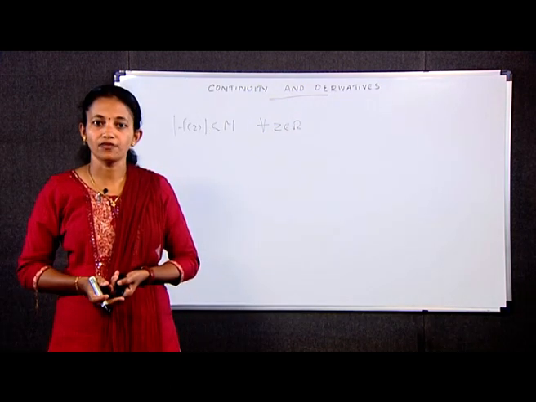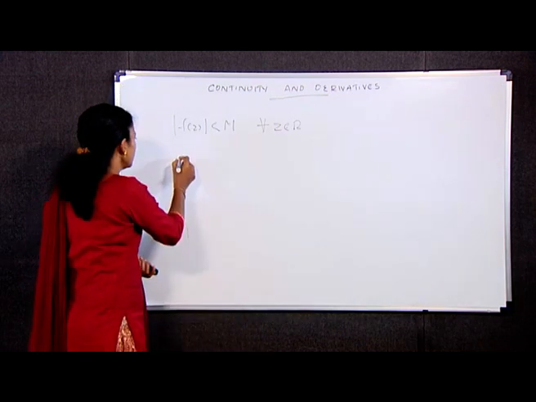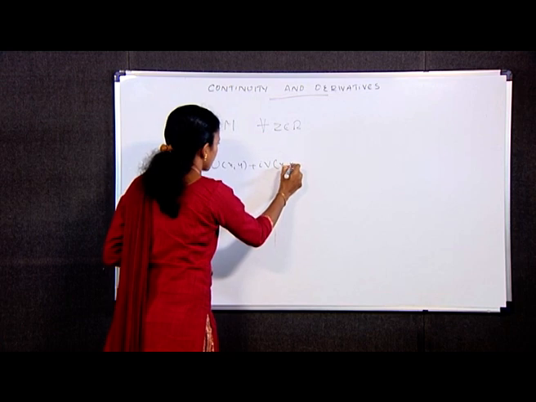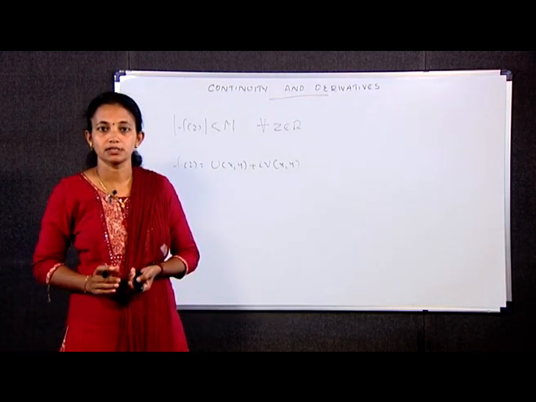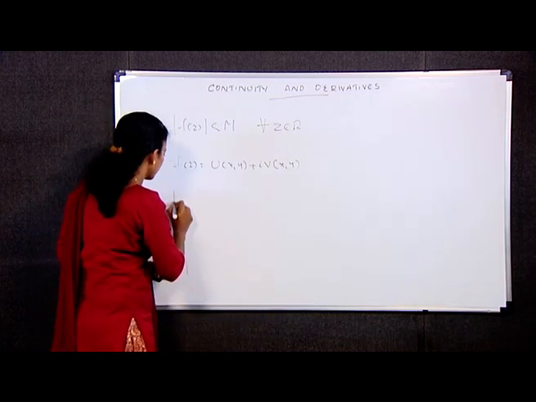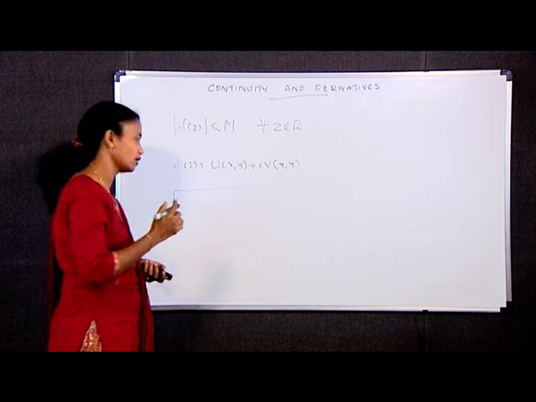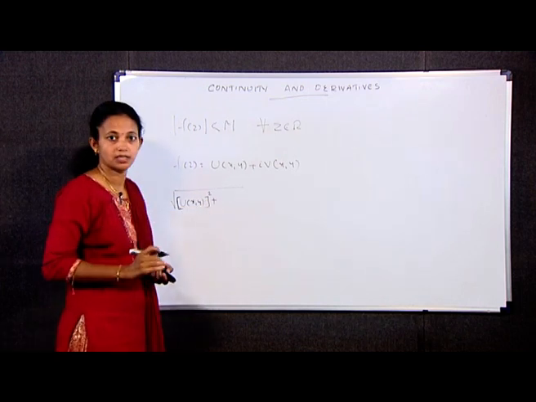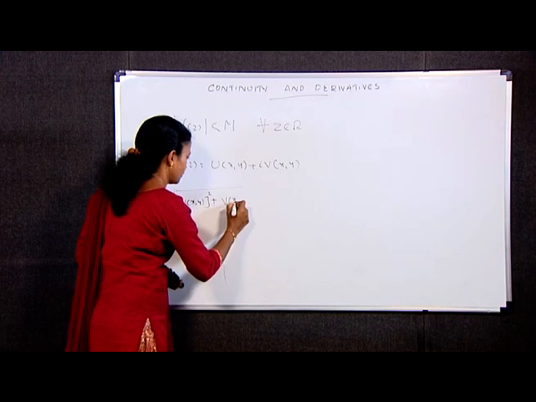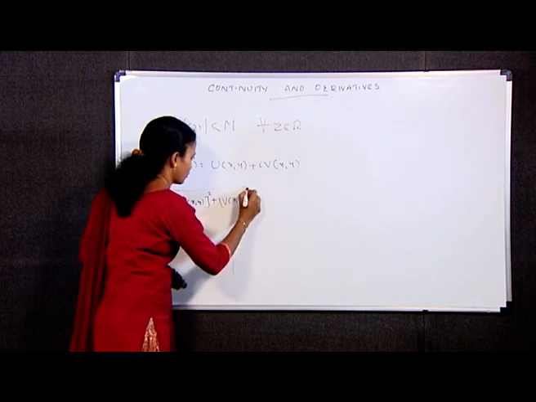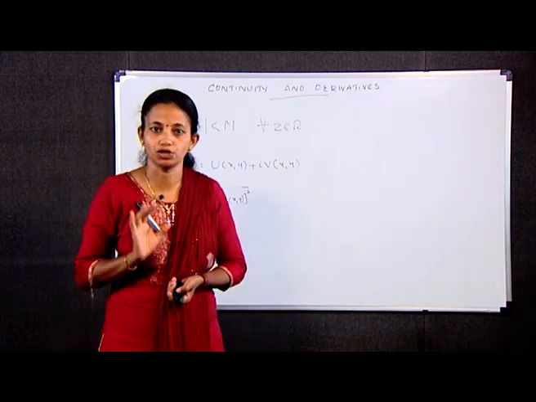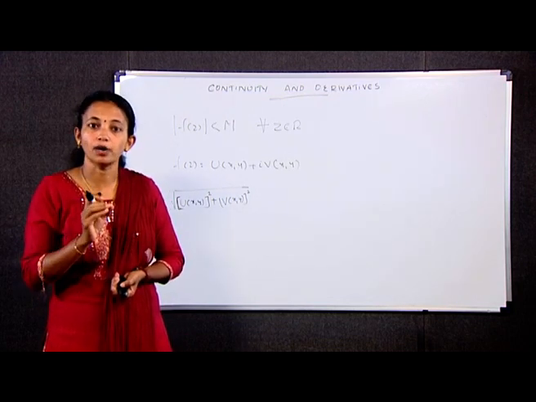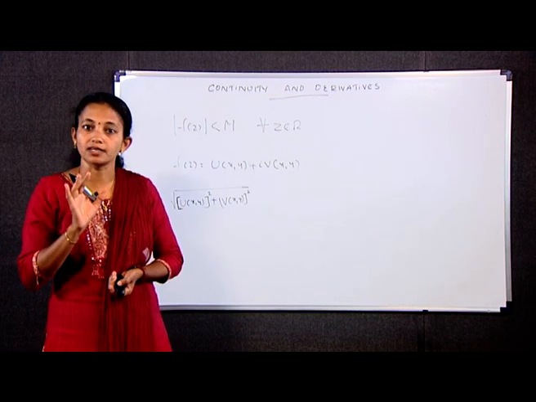Proof. We assume that the function f given by f(z) is equal to u(x,y) plus i v(x,y) is continuous, and hence the function square root of u(x,y) whole square plus v(x,y) square, being the composition of two continuous functions, is continuous throughout R and thus bounded and reaches a maximum value M somewhere in R.